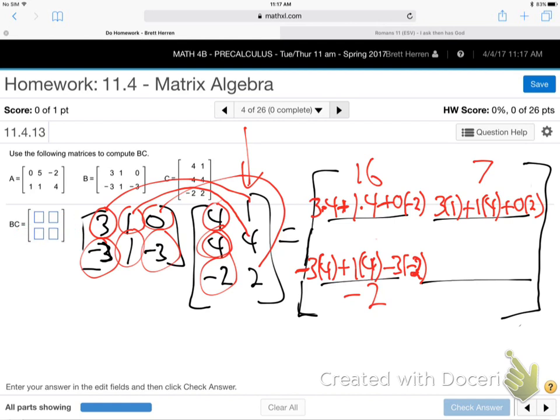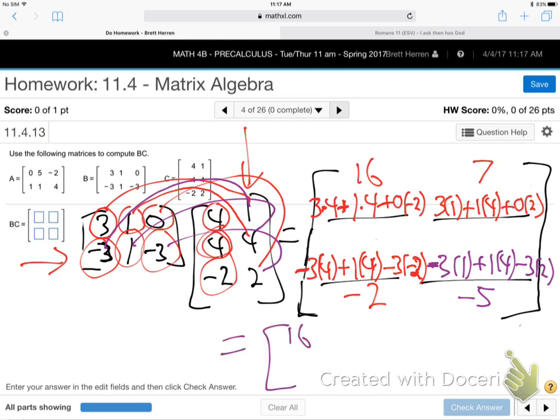Finally, the lower right. Go across the bottom row and the right. It goes in the lower right. So lower right, so -3 times 1, and 1 times 4, -3 times 2. Is that on the screen? Yeah, okay. -3 plus 4 is 1. Is it -5? I think I did that right. So there's our answer. It is 1, 7, -2, -5. It's a 2 by 2.